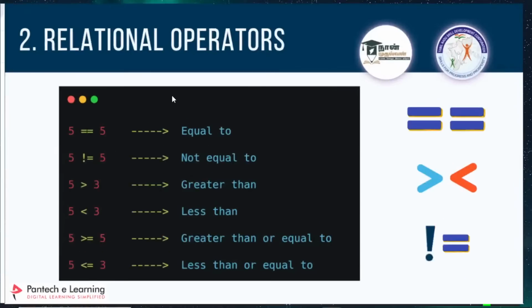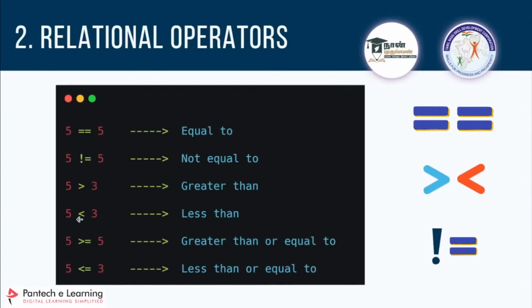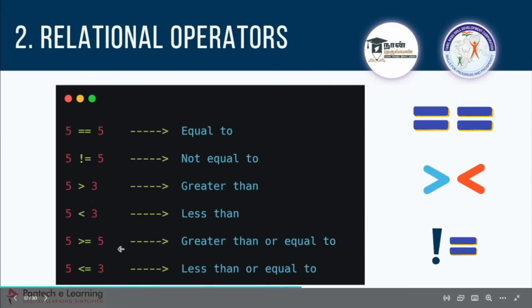Next one will be the greater than and less than sign. You are familiar with this, right? If the condition is true, it is going to give us true, and if the condition fails, it is going to give me false. You can also use greater than or equal to and less than or equal to, using this symbol and then the equal to sign.